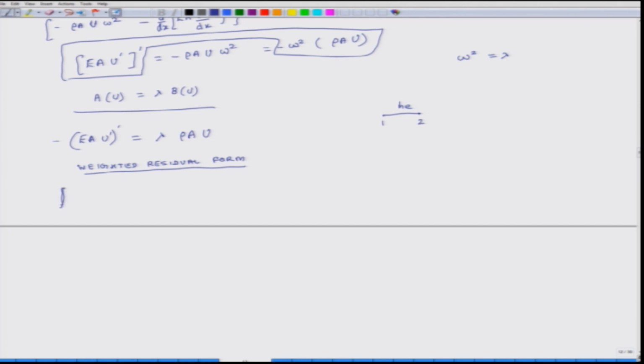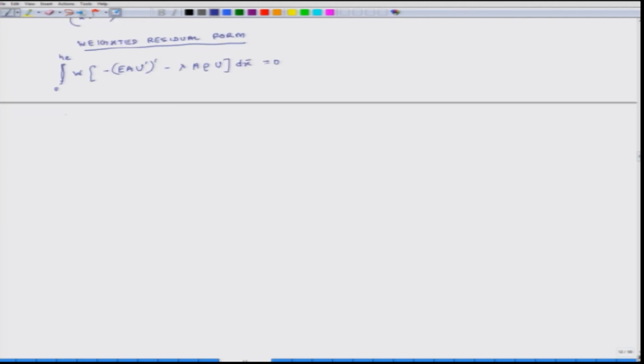So, I integrate it from 0 to h_e. I have a weight function W multiplied by minus (EA u prime) the entire thing differentiated with respect to x, minus lambda A rho u, dx equals 0, dx bar, because I am in local coordinates. From this I develop a weak form.